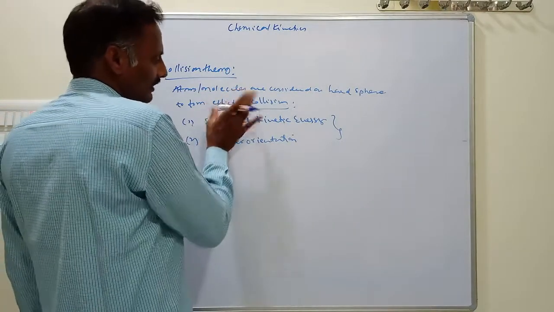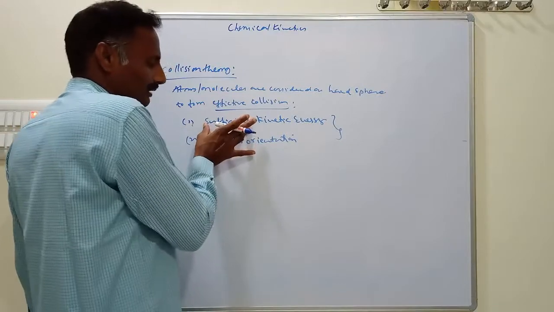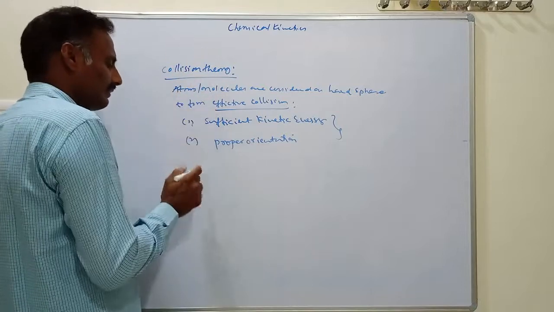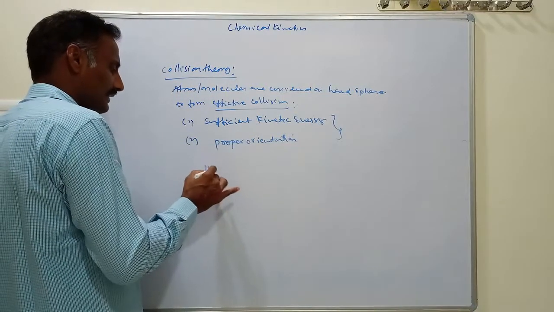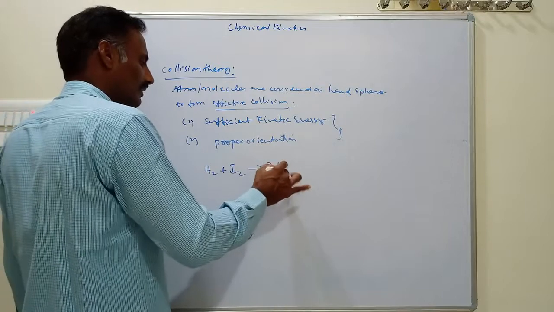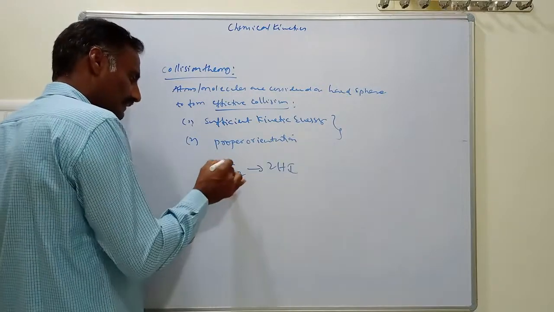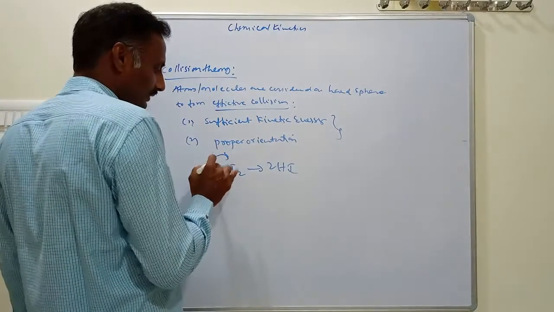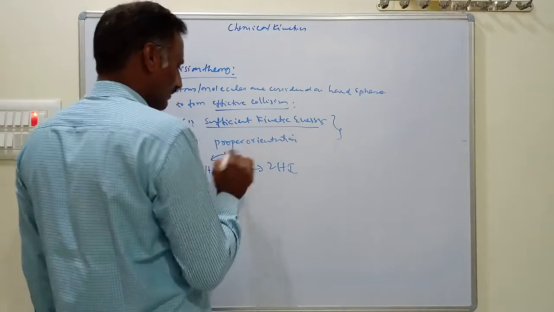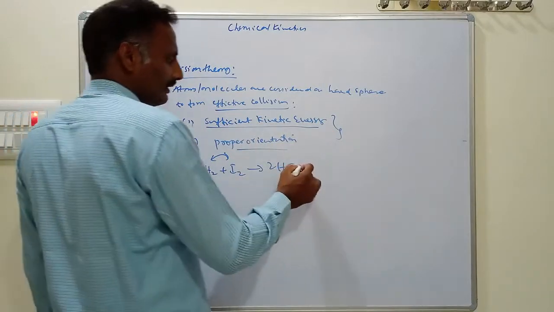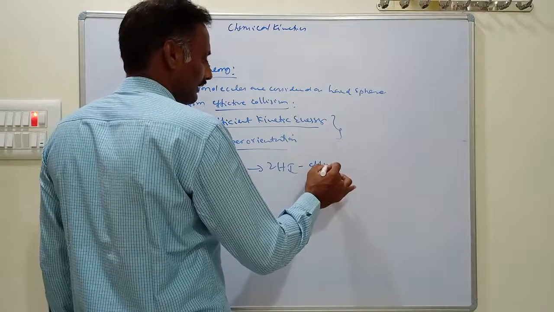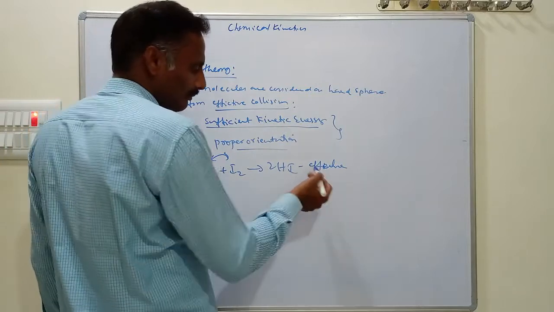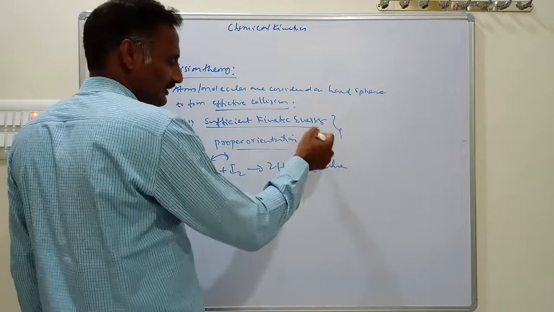Whenever molecules undergo effective collisions, that leads to the formation of products, and the collision becomes fruitful. According to collision theory, for example, H2 plus I2 gives HI. For the formation of HI, these two molecules should collide with each other with sufficient kinetic energy and proper orientation, which leads to effective collisions.